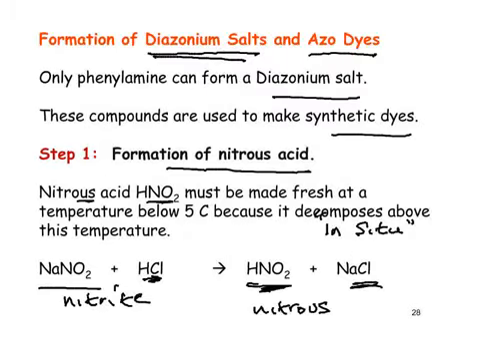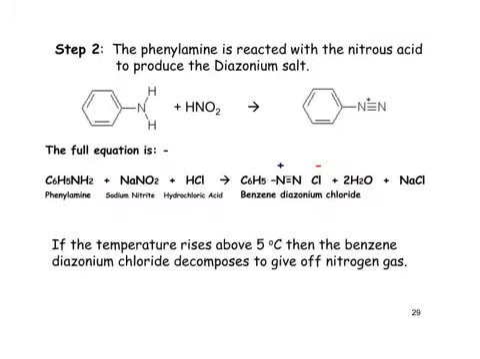I should have indicated there as well: it must be made fresh at a temperature below 5 degrees C. Step 2. The phenylamine, or aminobenzene, or aniline, is reacted with nitrous acid to produce the diazonium salt. Temperatures are kept low. Above 5 degrees centigrade, this will split up, break down, in other words.